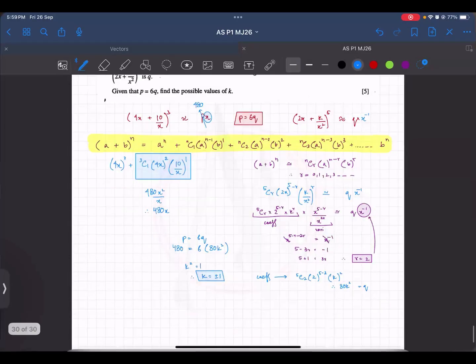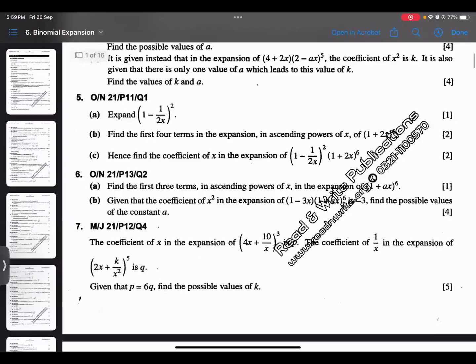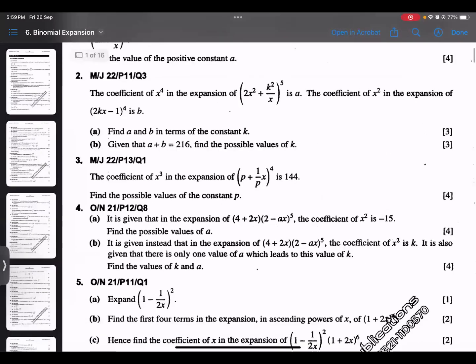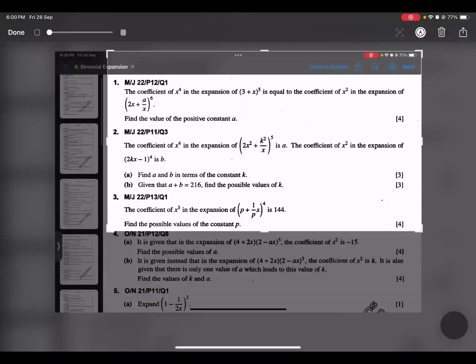Okay. I will do one more for you, and then you will do. This one looks good.